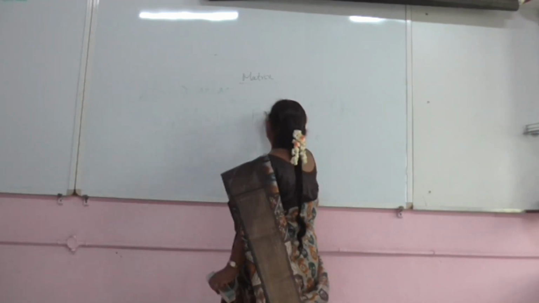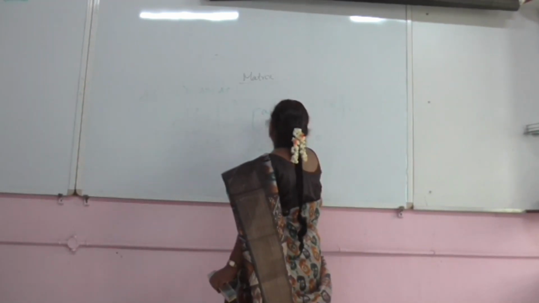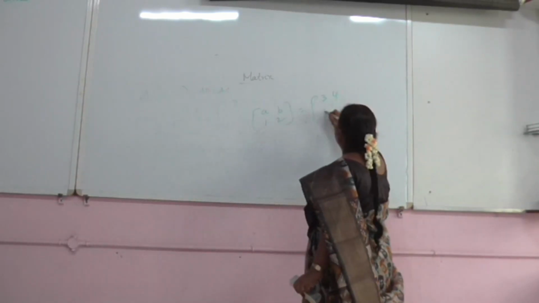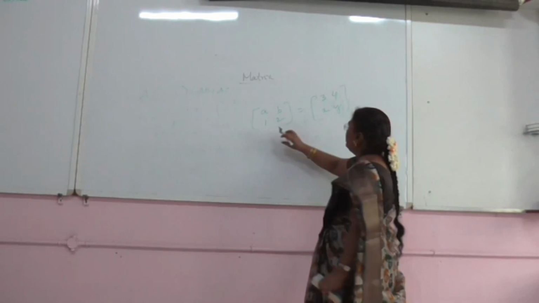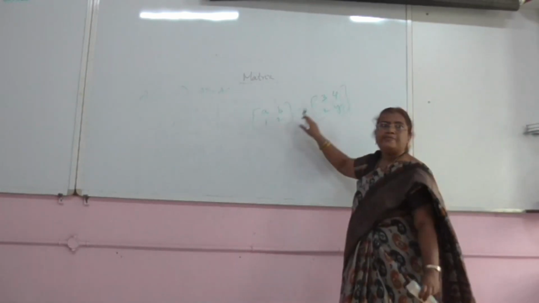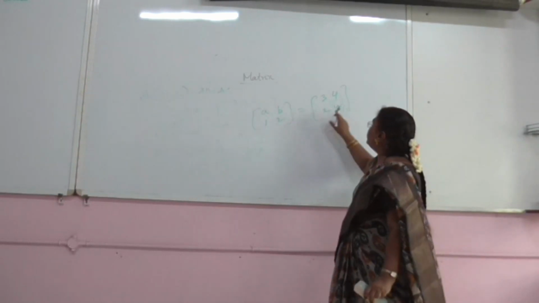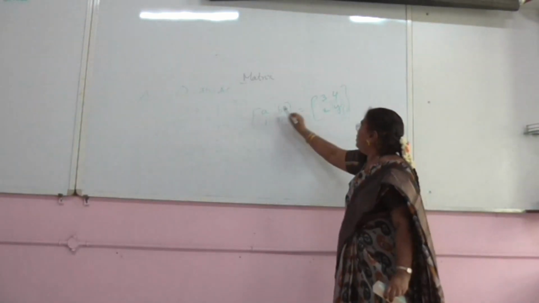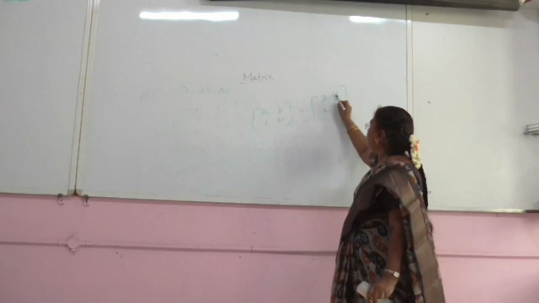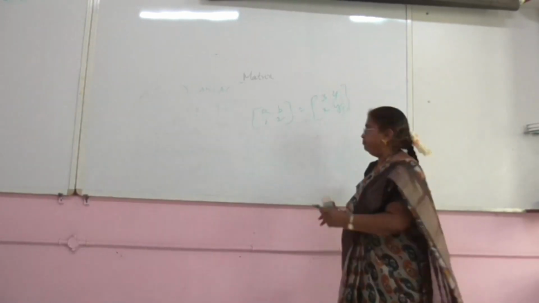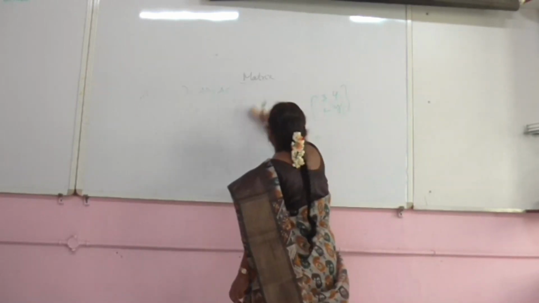Next, equality of matrices. A, B, 1, 2 and 3, 4, x, y. If these two matrices are equal, then what are the values of A, B and x, y? A equals 3, B equals 4, x equals 1, y equals 2. That is the equality of two matrices.